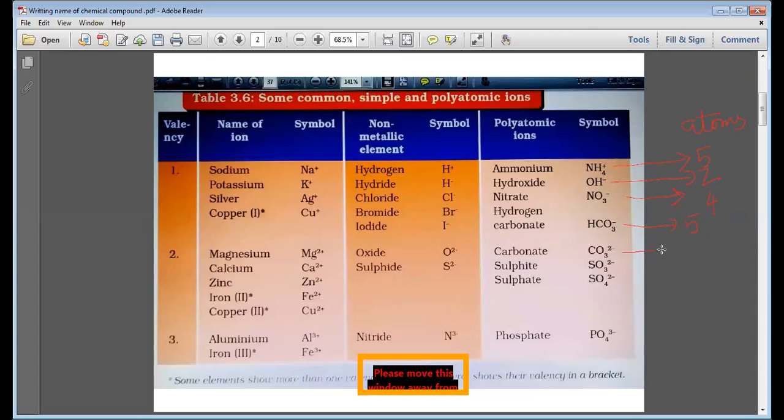Here, my dear students, in the carbonate ion, we have 3 atoms of oxygen and 1 atom of carbon. Total 4 atoms are present. Here in the sulfite ion, we have 3 atoms of oxygen and 1 atom of sulfur. 4 atoms are present. And this is the sulfate ion, where we have 4 atoms of oxygen and 1 atom of sulfur, that is 5 atoms are present. In the phosphate ion, 4 atoms of oxygen and 1 atom of phosphorus, so total 5 atoms are present.